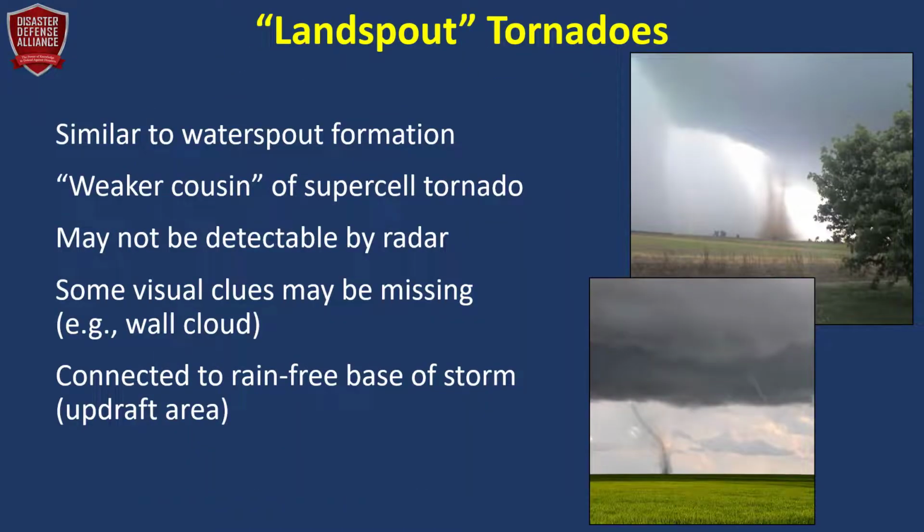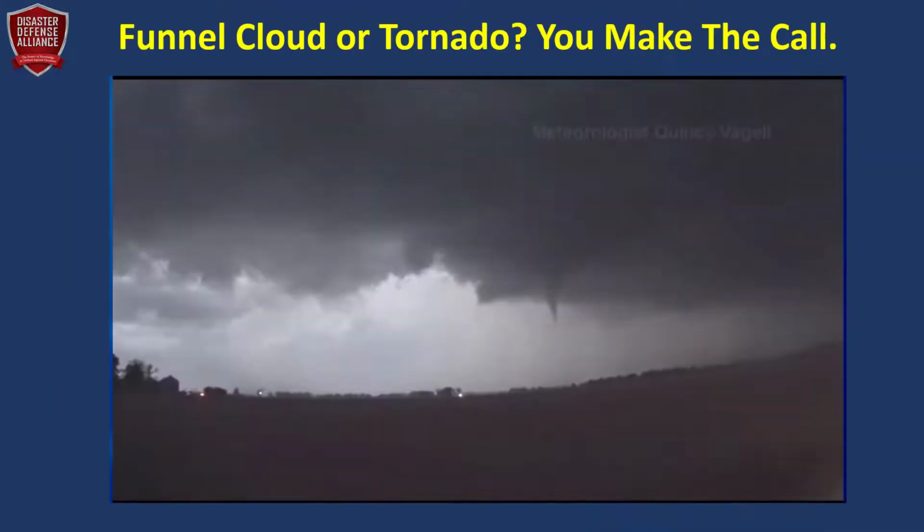There's another type of tornado that is not directly associated with the rotating updraft of a supercell, and that's the land spout, with a version over water called a waterspout. These are sort of a weaker cousin of supercell tornadoes, but they can still cause damage. They're usually too small to be detected by radar and often last just a few minutes. They also occur beneath the rain-free base of the storm, and there's often not a wall cloud feature.